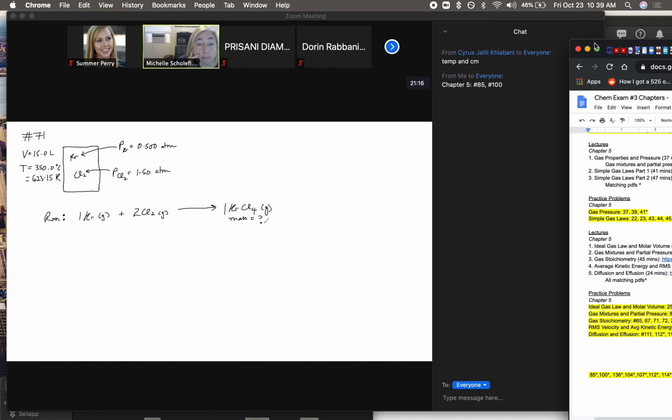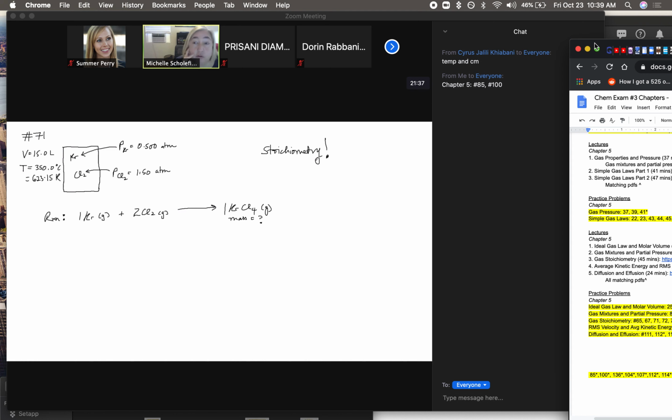If we're trying to figure out the mass of the product, this is a stoichiometry problem. So we need to recognize that this is a stoichiometry problem. And as always, we can do it the long way or we can do it the short way. Let's start by doing it the long way. So first we have to recognize that this is a stoichiometry problem.